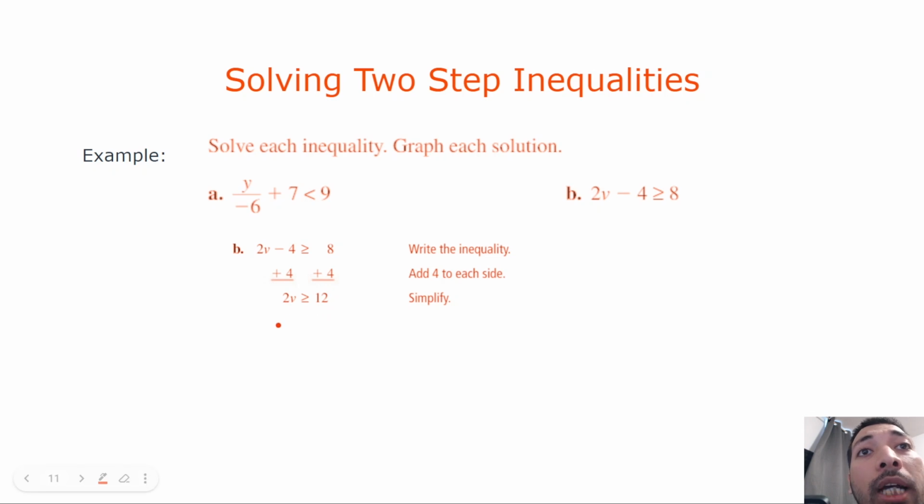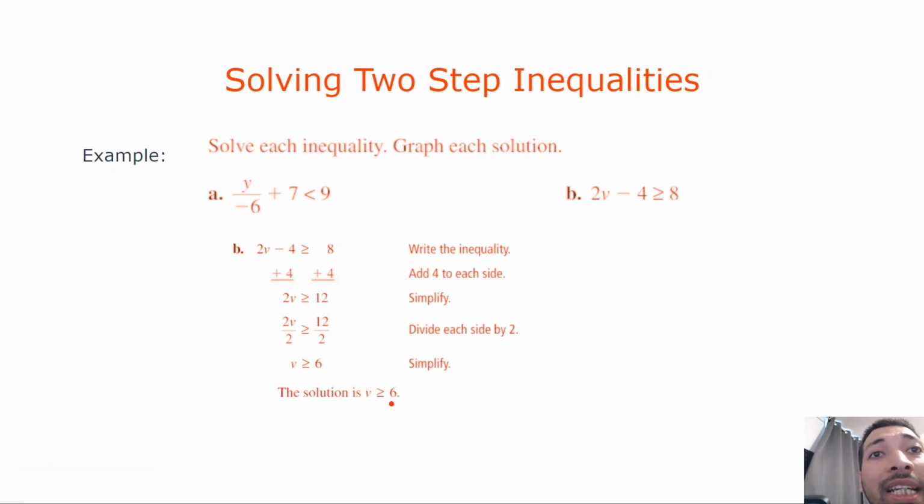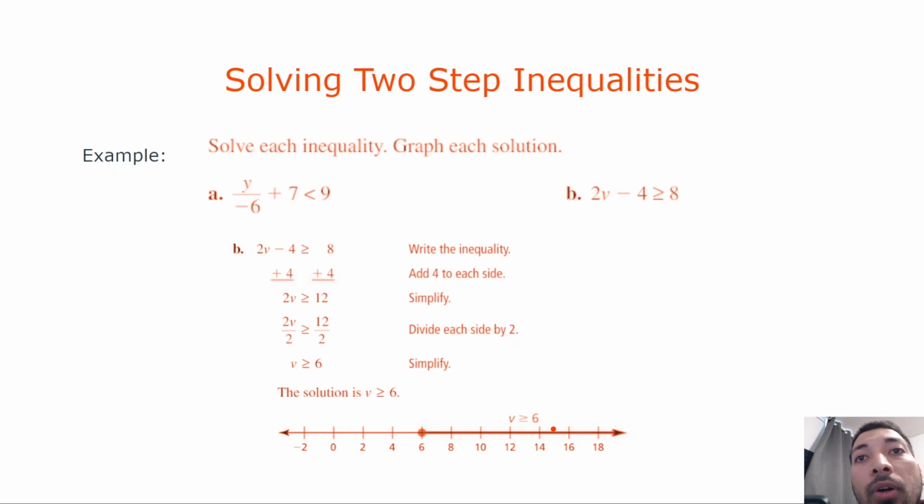And then to get rid of this 2, we simply divide both sides by 2. So we have v greater than or equal to 6. So our solution is v greater than or equal to 6. To graph this on a number line, we simply mark a closed circle and move all the way to the right.